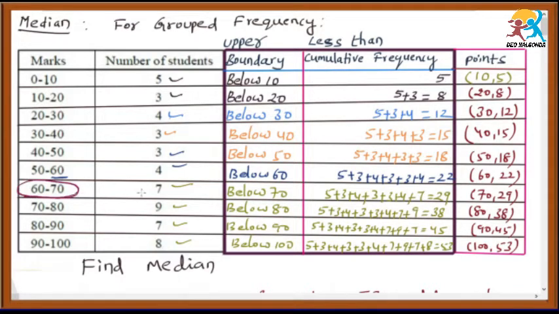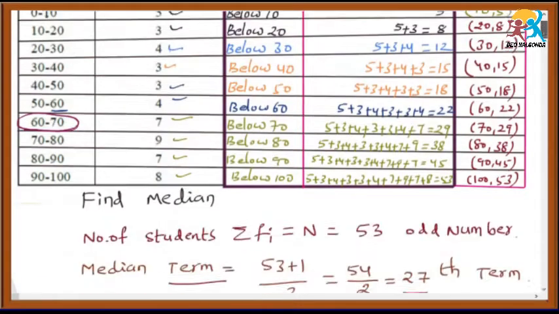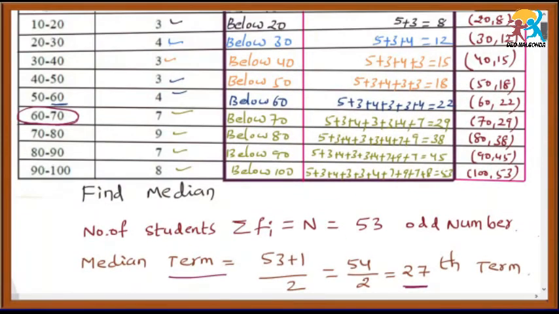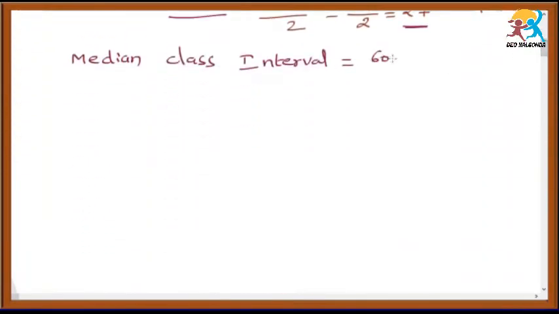This will be the 27th term. That is why the 60 to 70 class will be the median term, the median class interval. We can write the median class interval as 60 to 70. Yes, we got the class interval.